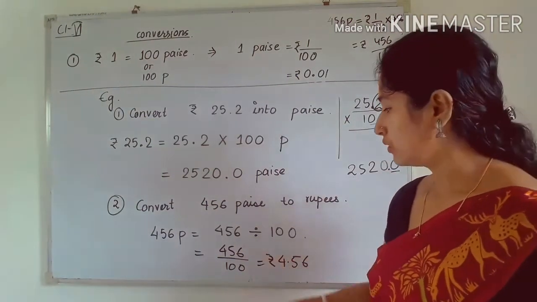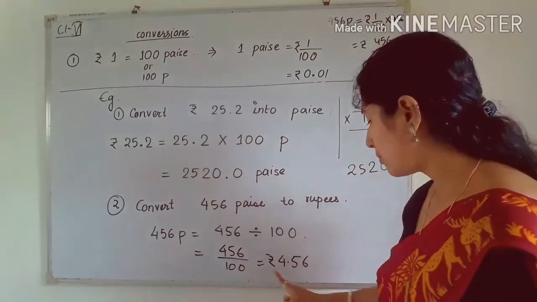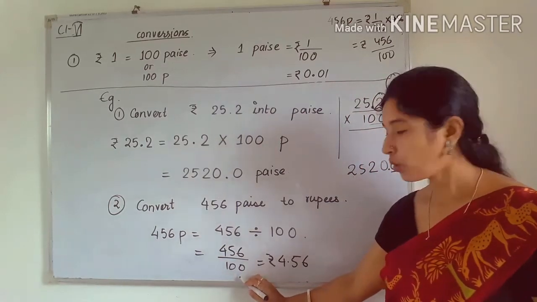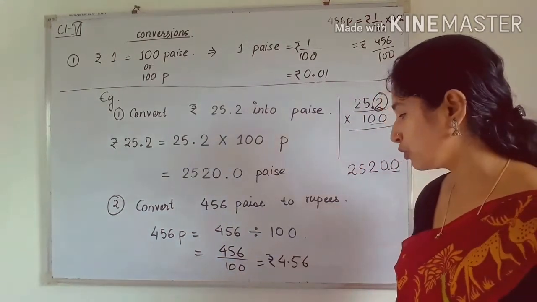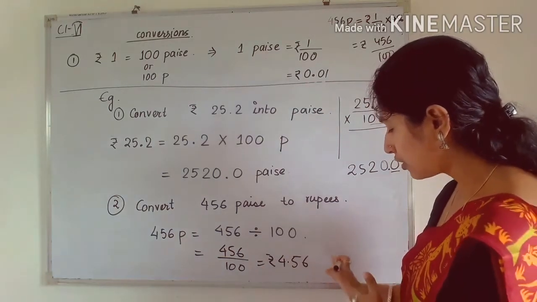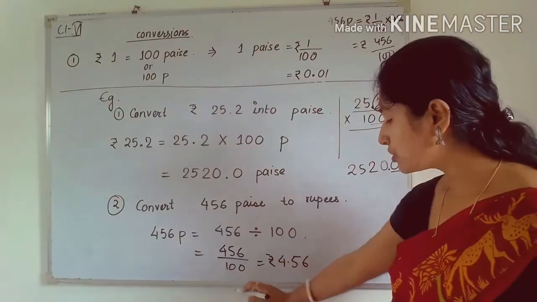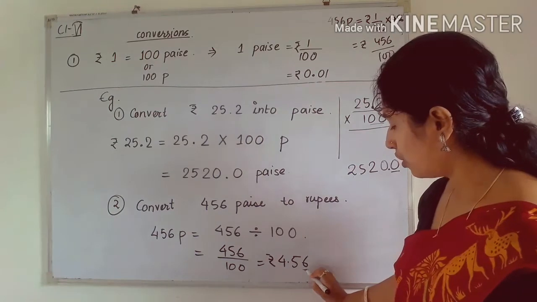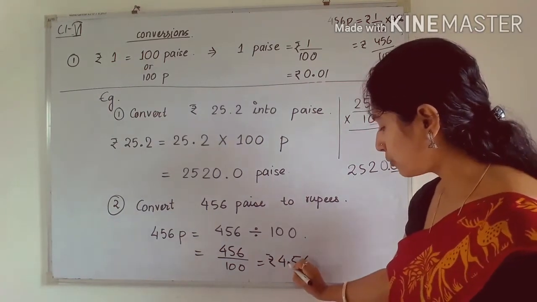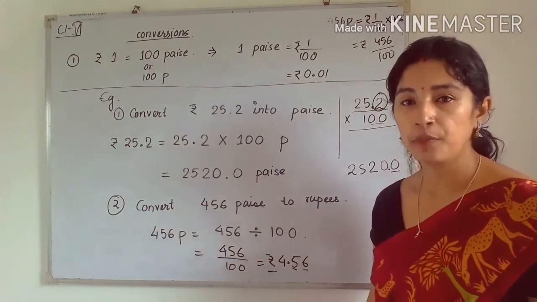Okay, so see, 456 divided by 100, that will be 456 by 100, and where will the decimal point be? You can see here the number of zeros is 2 in the denominator. So you know already how to put the decimal point. You have to count from the extreme right, and you have to go to the left side. Two zeros are there, that means you have to go two places to the left, and after that you have to put the decimal point, and remember you have to write the unit. So this is in rupees.